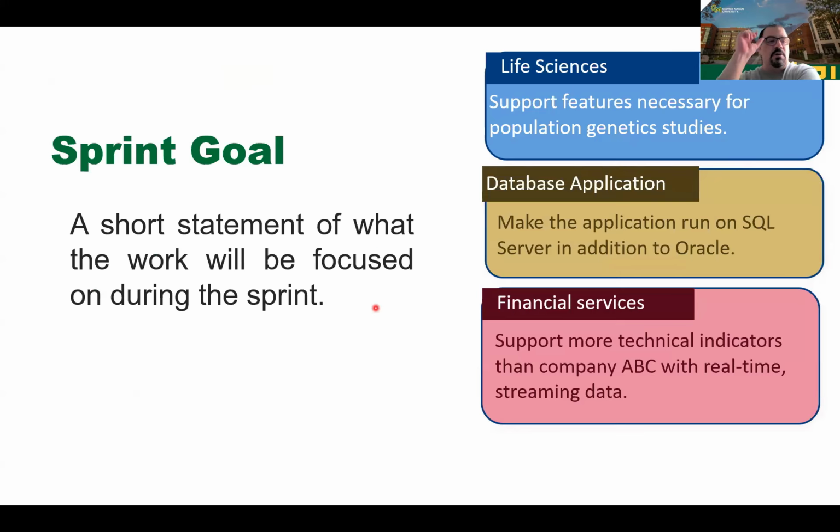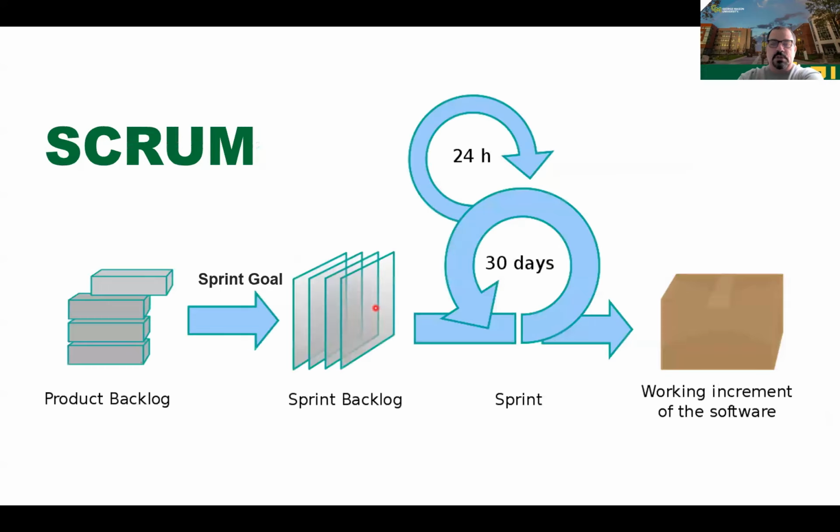The second item is the sprint goal. What is the sprint goal? The sprint goal is a short statement of what work will be focused on during the sprint. For example, support features necessary for population genetic studies. Make the application run on SQL Server in addition to Oracle. Or support more technical indicators than company ABC with real-time data. Okay, these are examples of different types of sprint goals.